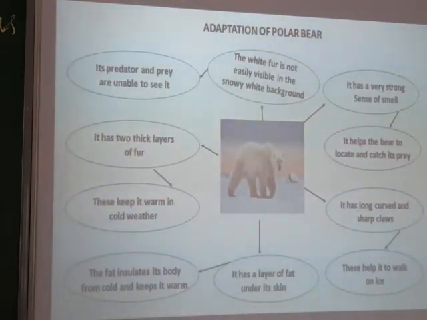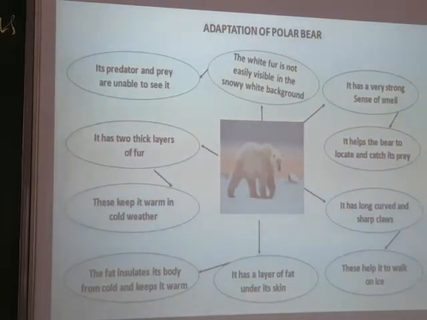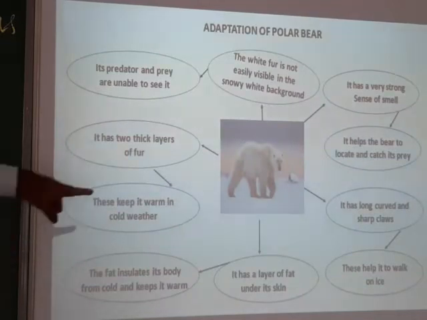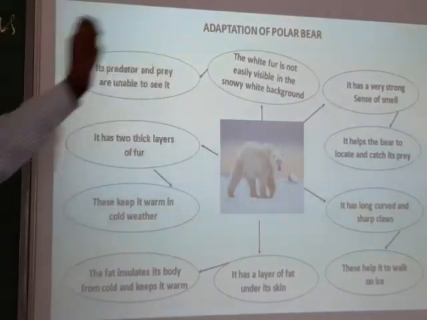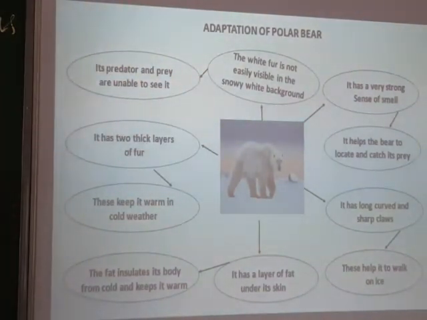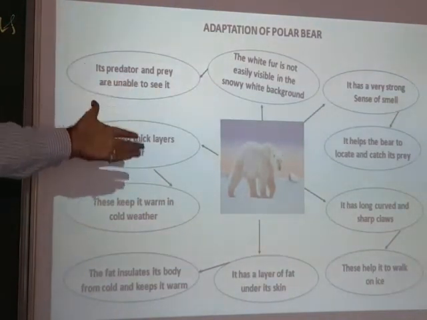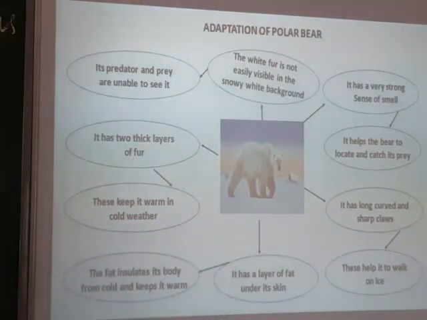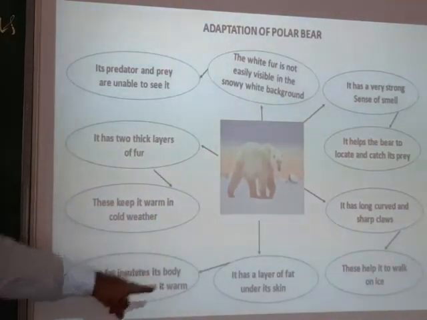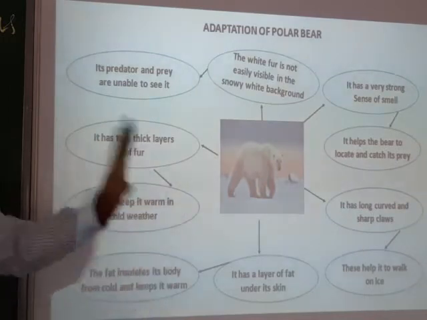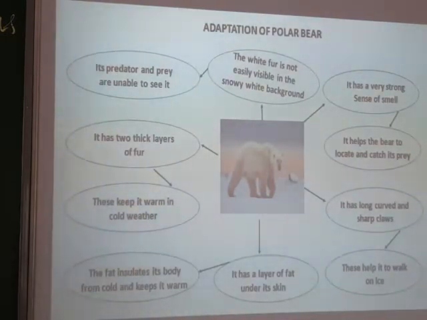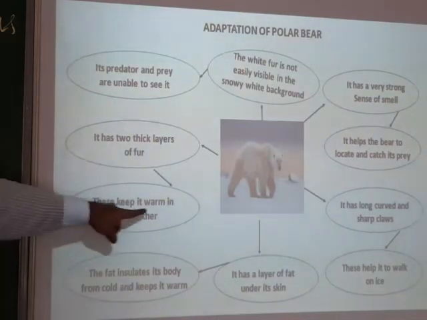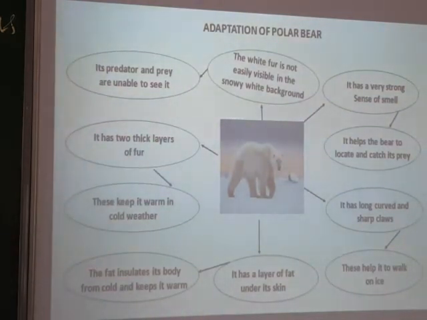The next adaptive feature is that it has a layer of fat under its skin. Below the fur, there is fat. It does not allow body heat to go outside, and that keeps the body warm. That is why it has a layer of fat under the skin. The fat insulates its body from cold and keeps it warm. Next feature: it has 2 thick layers of fur. These keep it warm in cold weather.